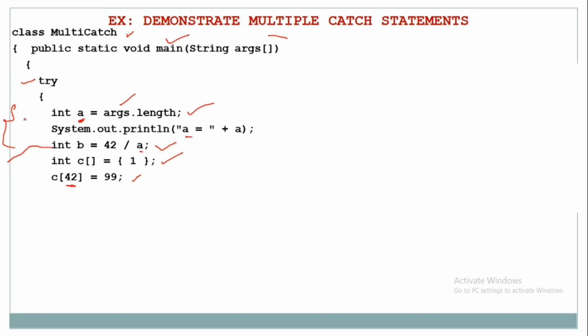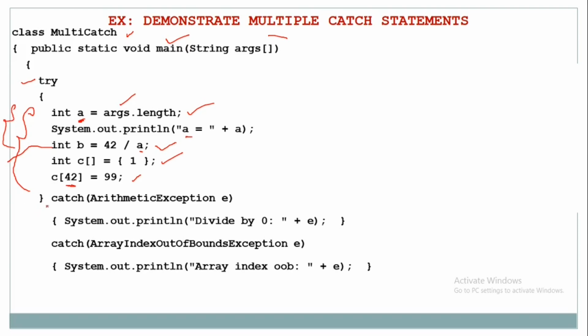So this small piece of code can raise two exceptions: one is arithmetic exception, another one is array index out of bounds exception. For that I require two catch statements. So here we have two catch statements. This catch statement will handle arithmetic exception, and this catch statement will handle array index out of bounds exception. Then after that I have some piece of code, which can be said as the rest of the code, which is after the try catch block.